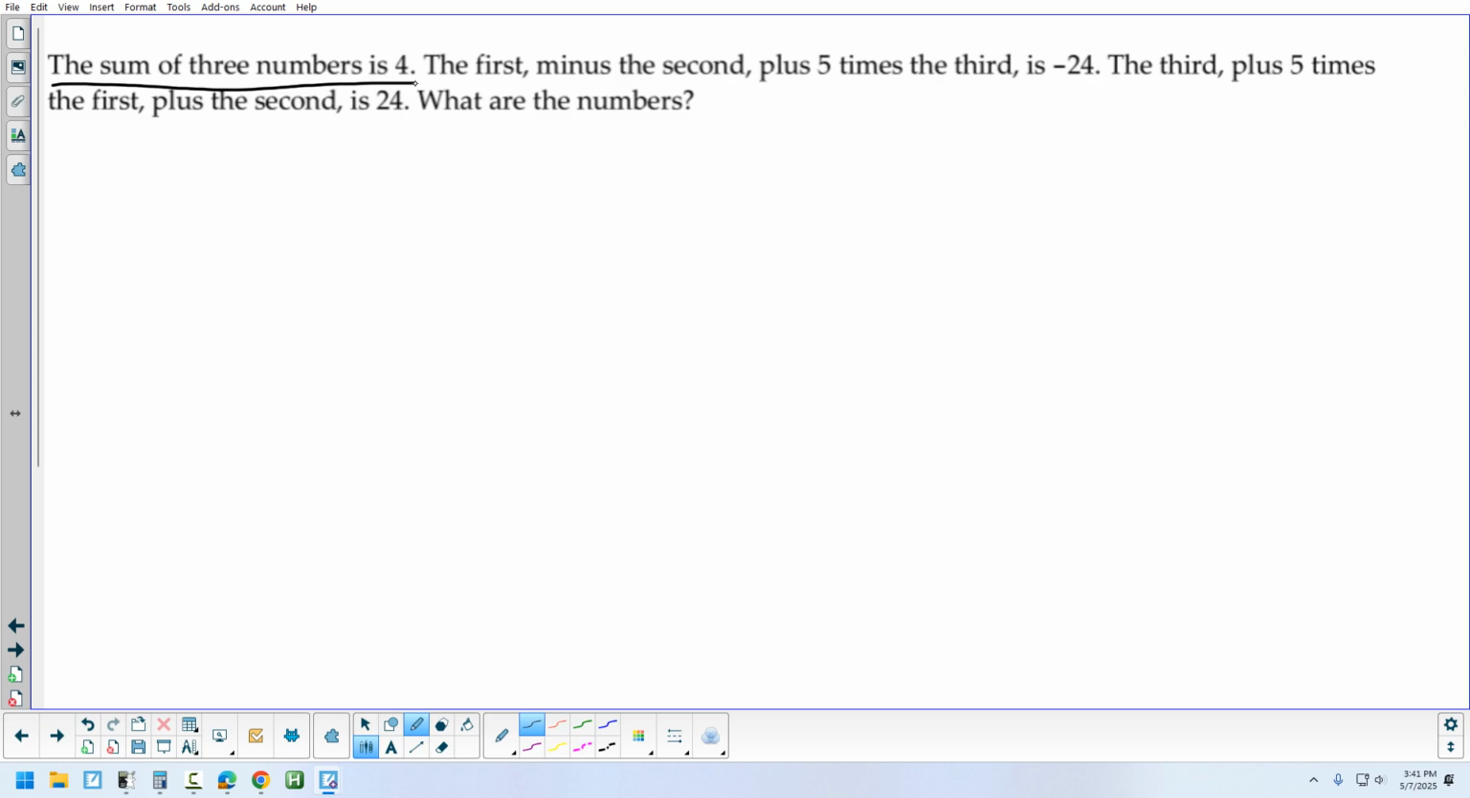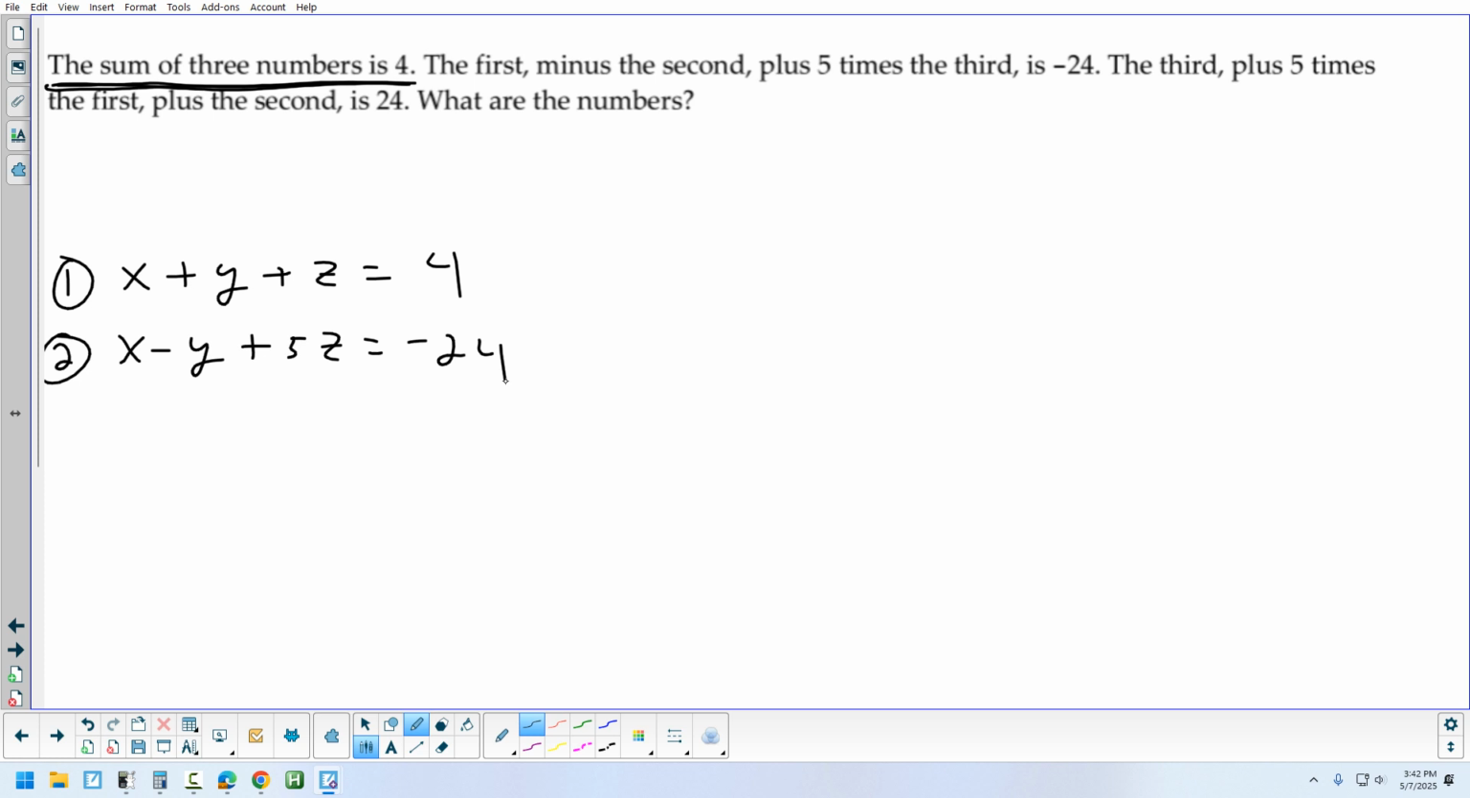X minus Y plus 5Z equals 24? Negative 24? Oh, no. Okay. We could do the second one first, but let's start with the first one first. X plus Y plus Z is 4. Okay, so there's your first equation. And what did you say your second one again? X minus Y plus 5Z equals negative 24.